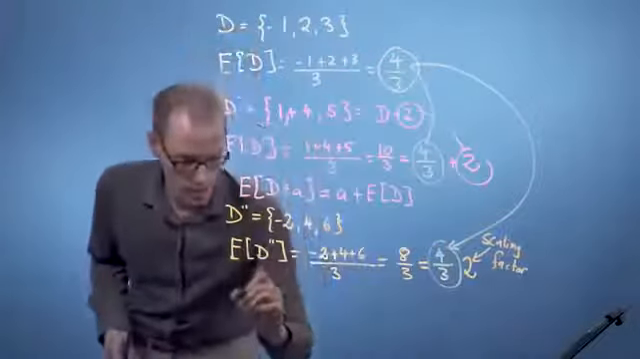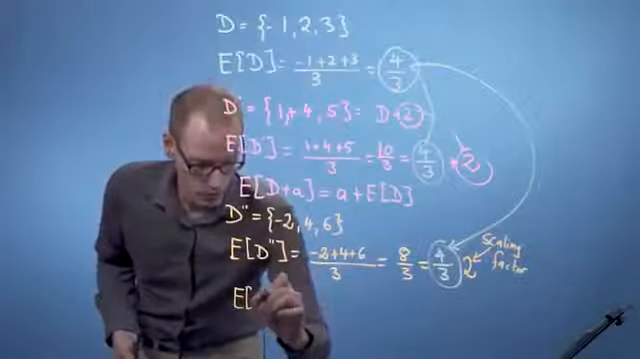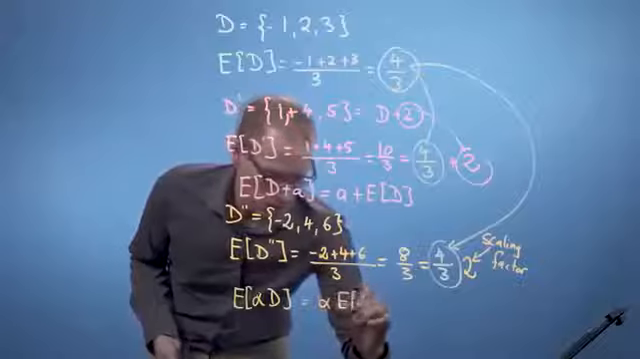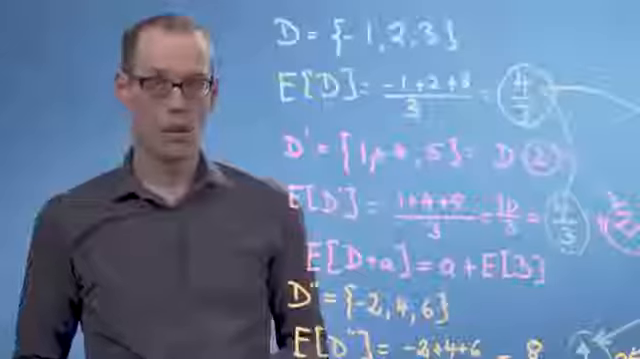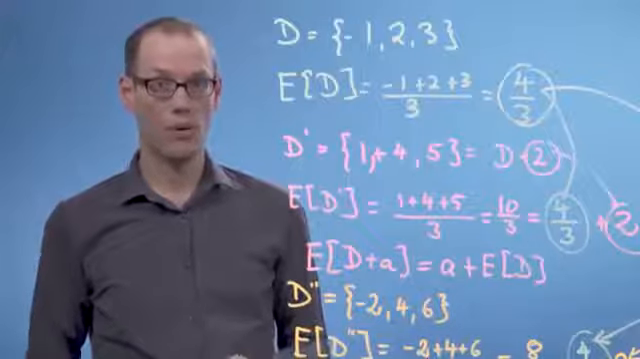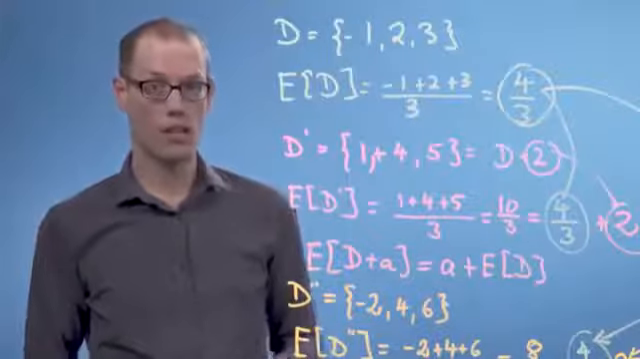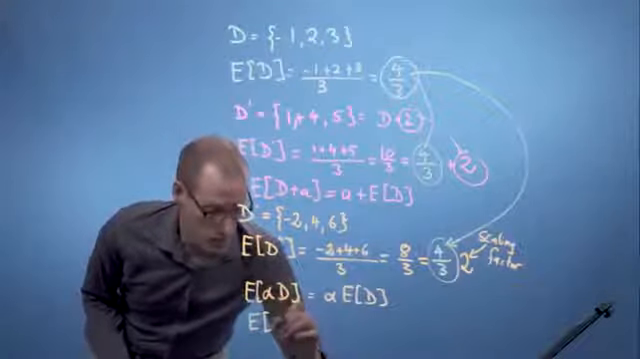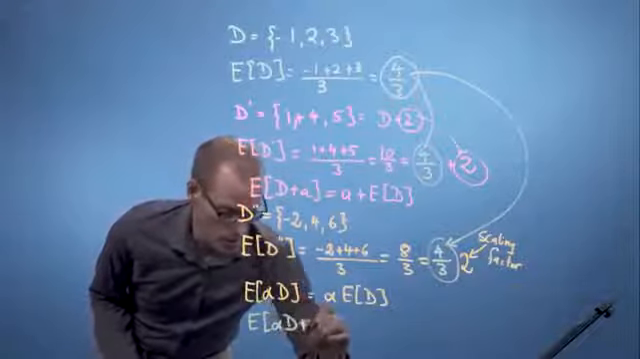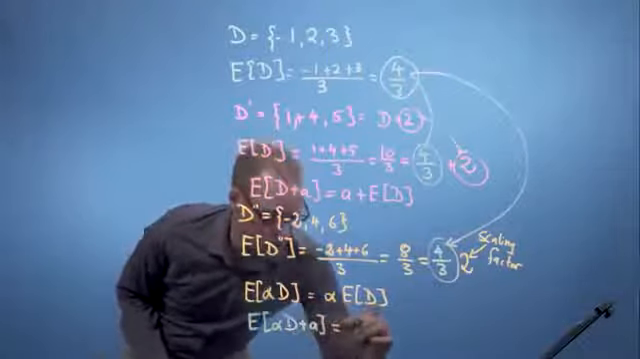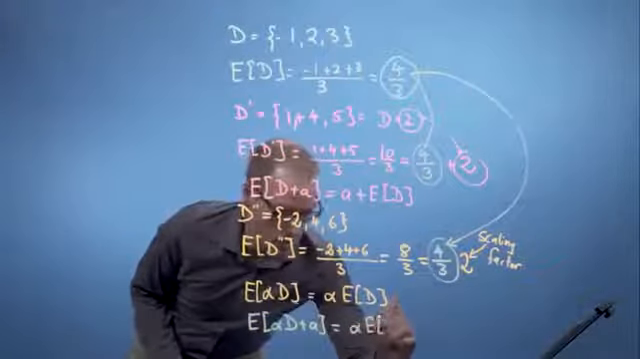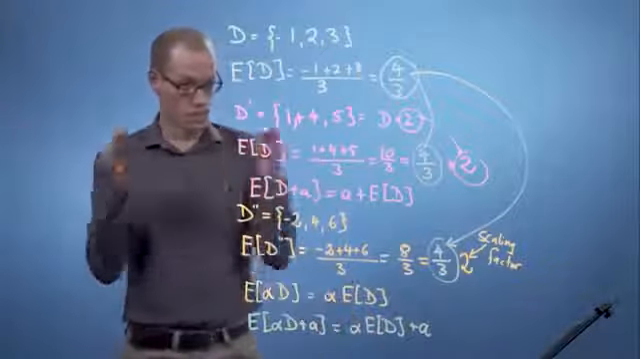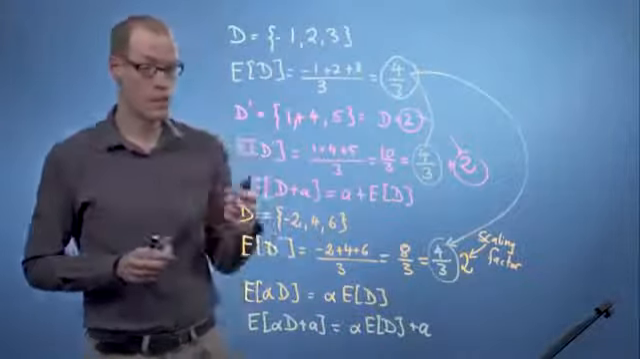So in general, we can write that the expected value of alpha times D is alpha times the expected value of D. Putting everything together, we can shift and scale our original data set, and the new mean of this linear transformation is given as follows. So if we compute the expected value of alpha times D plus A, we get alpha times the expected value of D plus A, where alpha is the scaling factor and A is the shift.